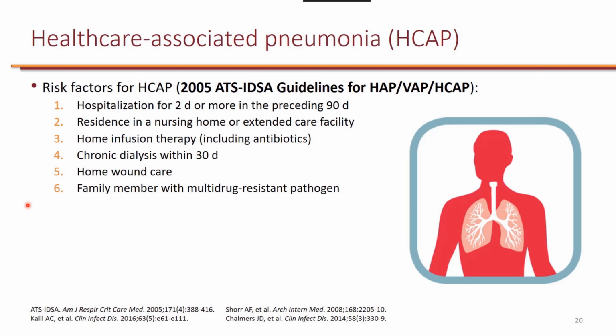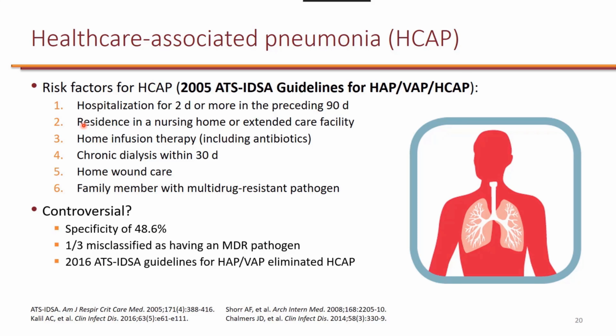Now, these are the criteria from the 2005 ATS-IDSA guidelines for diagnosis of HCAP. So you can see that, if the patient meets one of these 6 criteria, they will be considered HCAP. And the reason this was significant is that, if the patient has healthcare-associated pneumonia, they are more likely to have organisms that are multidrug resistant. Now, the issue with this is that it's controversial because at least one study shows that specificity of these criteria was about 48 to 49%, and 1 out of 3 patients were misclassified as having multi-drug-resistant pathogen.